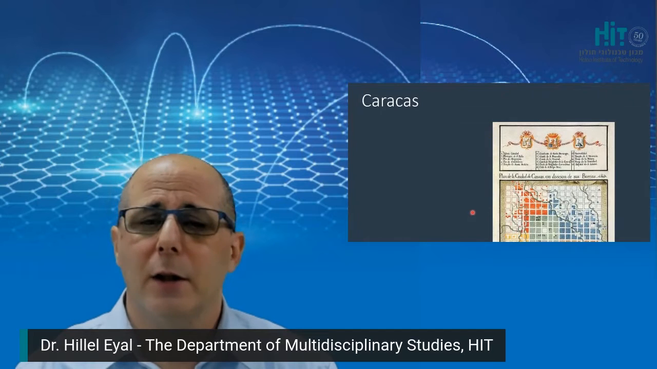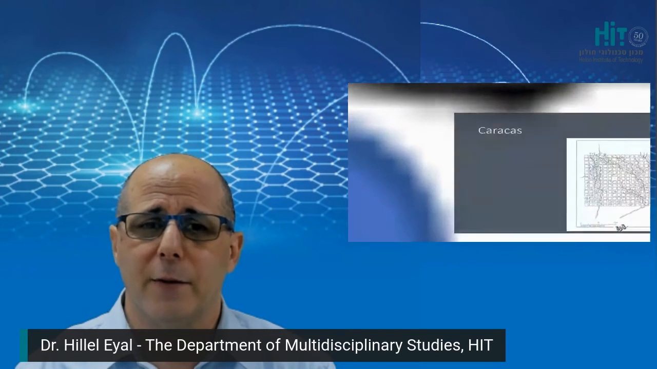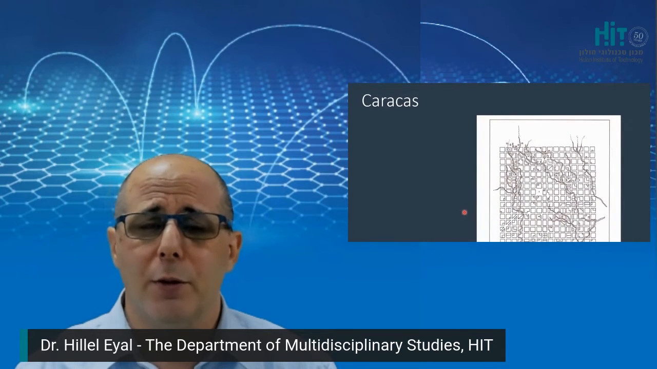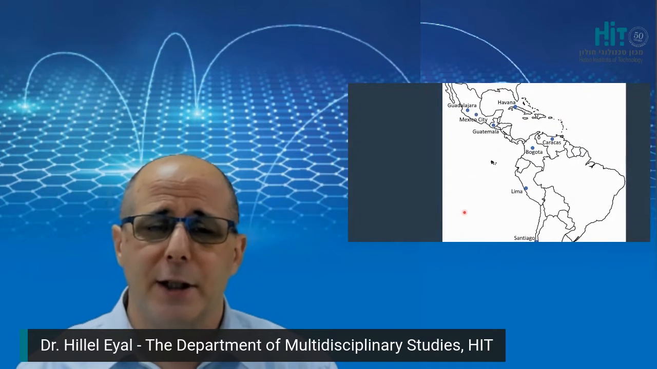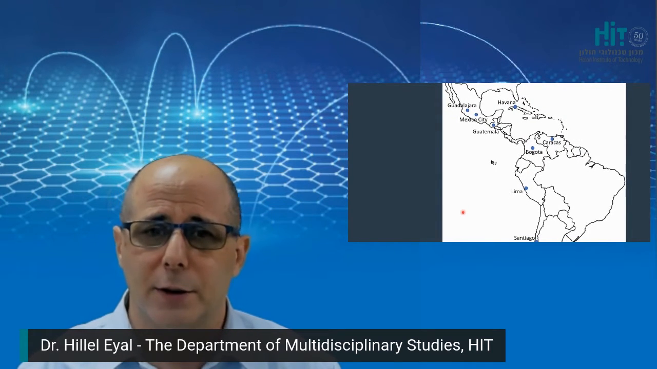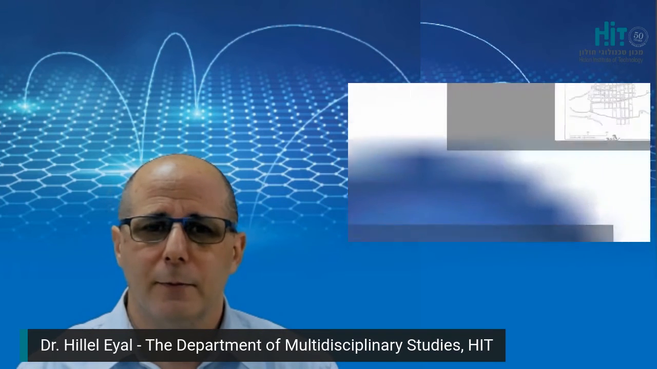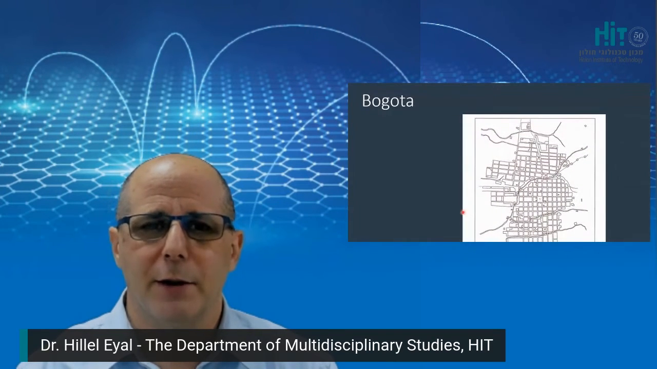Caracas, same thing, also emerges in the 18th century, mostly in the second half of the 18th century, and it also has this grid structure. In both those cities, the economic importance, as anywhere else, is based on exports of goods. Bogota, once again, we see the grid.